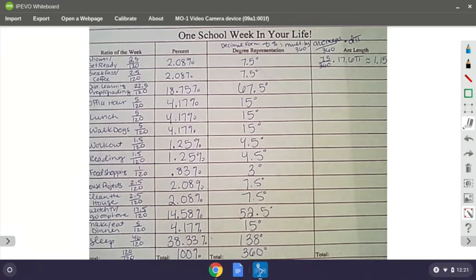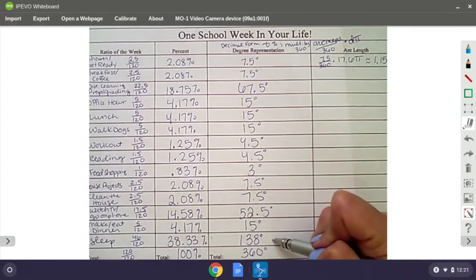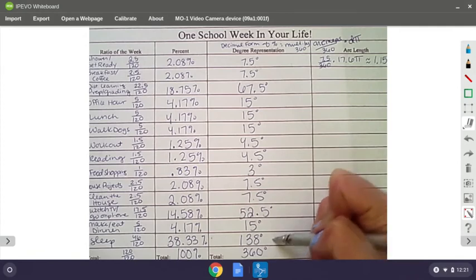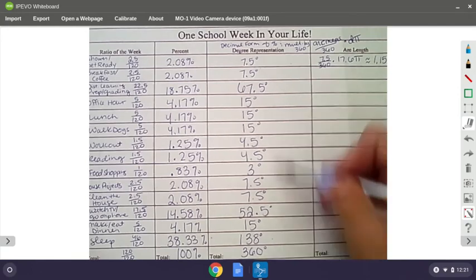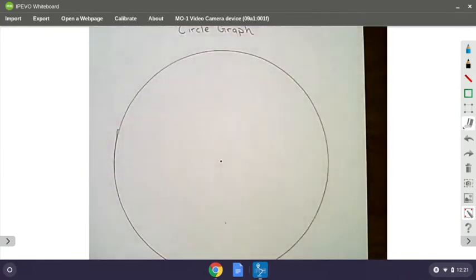So what I would suggest to do, and what I like to do with my circle graph, is to do the highest degree to lowest degree. That's how most circle graphs are. All the bigger sections are clumped together and all the smaller ones are clumped together. So I'm going to do my biggest one, which was sleep, first, then school, then TV and phone, unfortunately, was my third biggest. So you'll see how I build it.